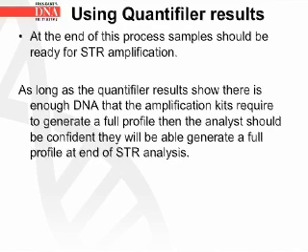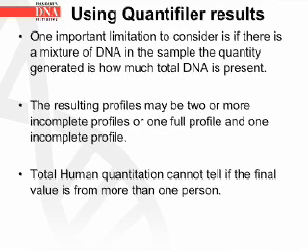At the end of the quantifiler process, samples should be ready for STR amplification. As long as the quantifiler results show there is enough DNA that the amplification kits require to generate a full profile, then the analyst should be confident they will be able to generate a full profile at the end of STR analysis. One important limitation to consider is if there is a mixture of DNA in the sample, the quantity generated is how much total DNA is present. The resulting profiles may be 2 or more incomplete profiles or 1 full profile and 1 incomplete profile. Total human quantitation cannot tell if the final value is from more than one person.